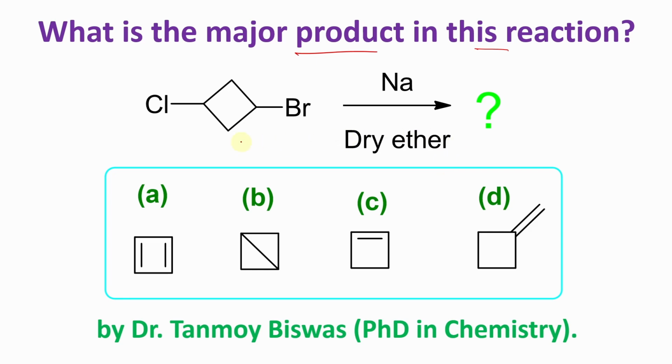Now if you look at the reaction, it is actually a 4-member ring or cyclobutane derivative, one side attached to Br, another side attached to Cl. And if you look at the reagent, that is sodium in dry ether or anhydrous ether. What is the condition, student? You have studied this already. So it is the Wurtz reaction. So it's a Wurtz reaction.